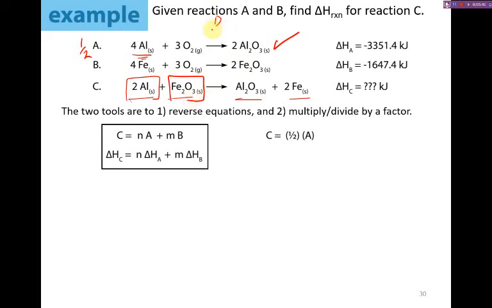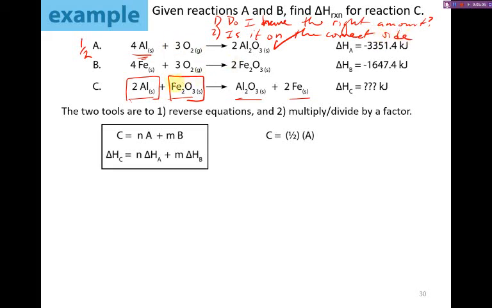So in doing these, we want to ask two questions. One of those questions is, do I have the right amount? And the second one is, is it on the right side? Or correct side, let's just say.